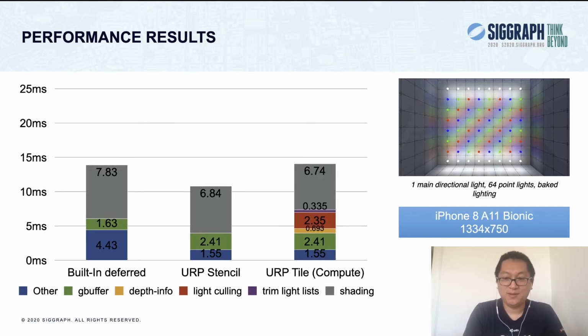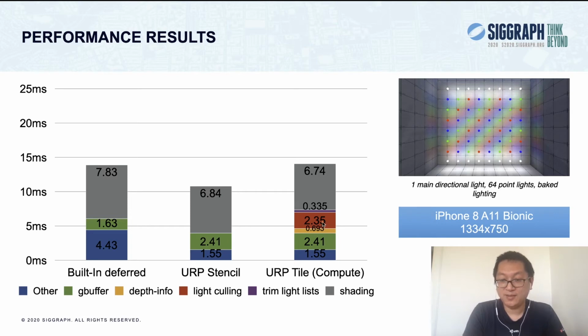We also run that on the iPhone 8, which is a phone from 2017. And in that case, the stencil implementation is the fastest. And fortunately, our URP implementation is faster than built-in deferred. So built-in deferred is also a stencil implementation.